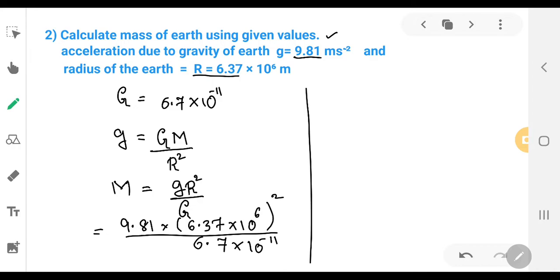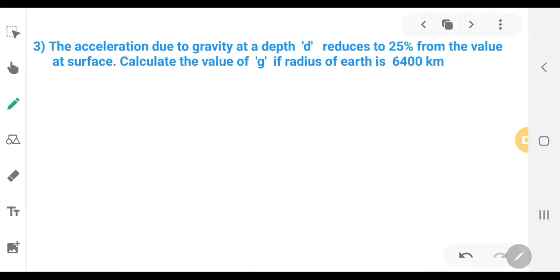When you substitute all these values, the value you are going to get for the mass of the earth is 5.97 into 10 to the power 24 kg. Let us move on to the next question.